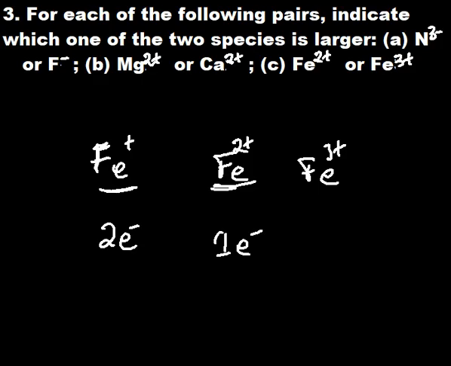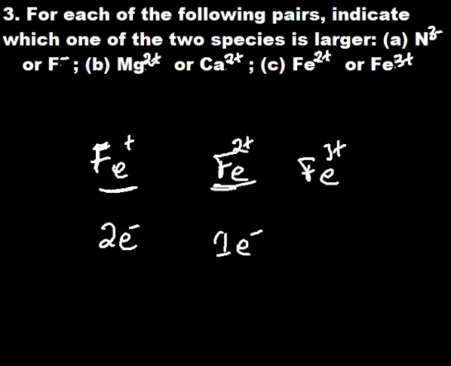Here is where my correction has to be, and disregard what I said before. There's something that I messed up that I observed here, so let's make this correction together. For iron plus, it has lost a single electron. It has 2 electrons in its outermost shell. And iron 2 plus has lost 2 electrons. It has one electron in its outermost shell.